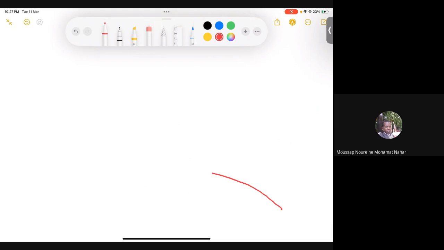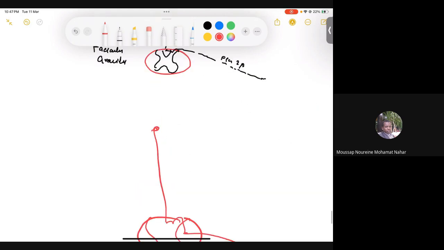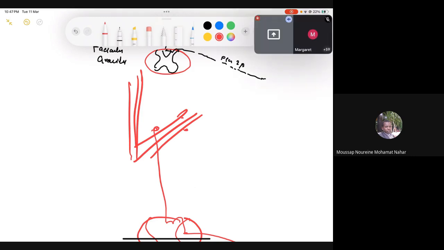Let me draw it again. Fibers are coming here. You have a dorsal column. They come here and move like that: nucleus gracilis, fasciculus, and cuneatus. They decussate and move upward to the ventroposterolateral nucleus, the posterior limb of the internal capsule, and into the somatosensory cortex. Is that clear?